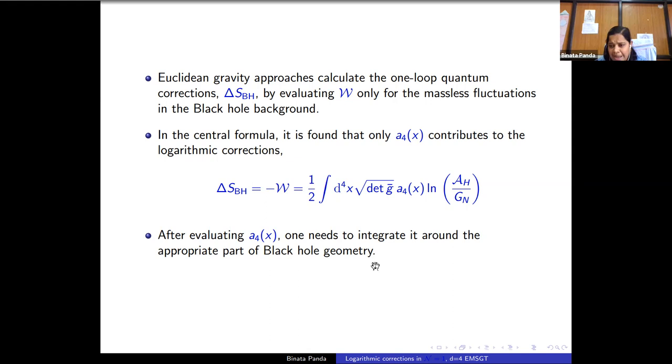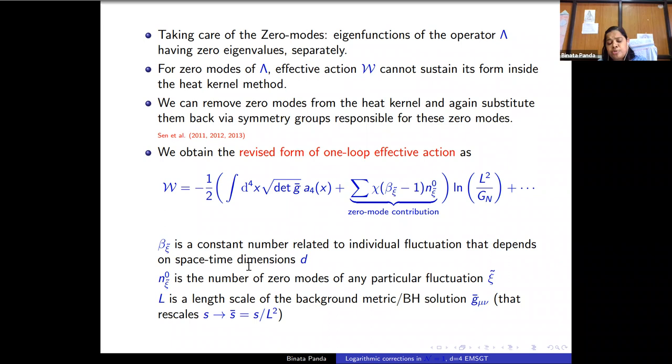So I just keep the integration open here, because for the extremal, as I said, you have to use the quantum entropy function formalism, and for the non-extremal, your treatment is different. Up to this, in the Euclidean gravity approach, both treatments are the same. However, the integration, as I said, you have to do appropriately over the black hole geometry. For the extremal, it will be on the near horizon, and for the non-extremal, you have to do it on the full geometry. I'll come back to it.